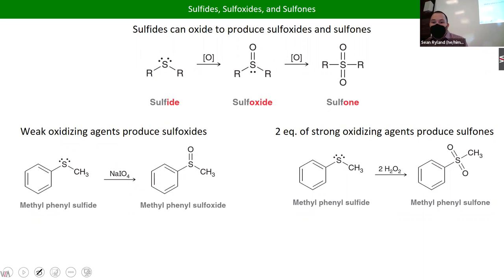These sulfides or thioethers can also be oxidized in a way that oxygen compounds can't. So a thioether, when it's oxidized, first turns into a sulfoxide, which is exactly what it sounds like. And these can only happen because of that d orbital, right? Because now all of a sudden we have a sulfur with more than 8 electrons.